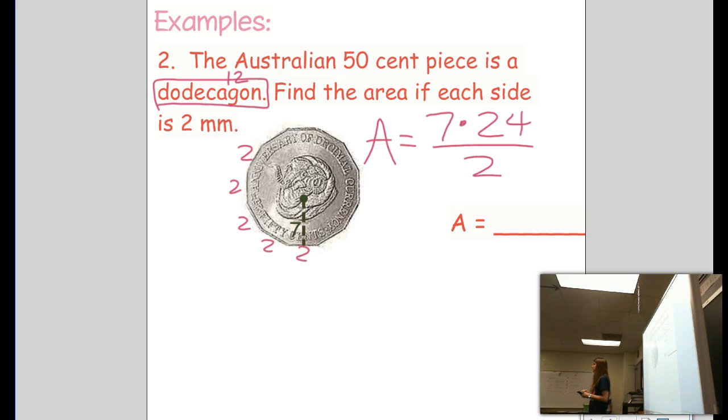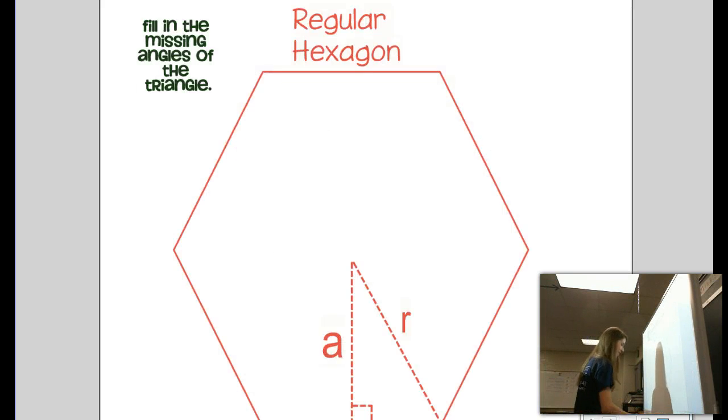Final answer, Brett? 84. We have units this time. Millimeters squared. Now you know something you never wanted to know. You know the area of an Australian coin. Yay. Way to go. Congratulations.